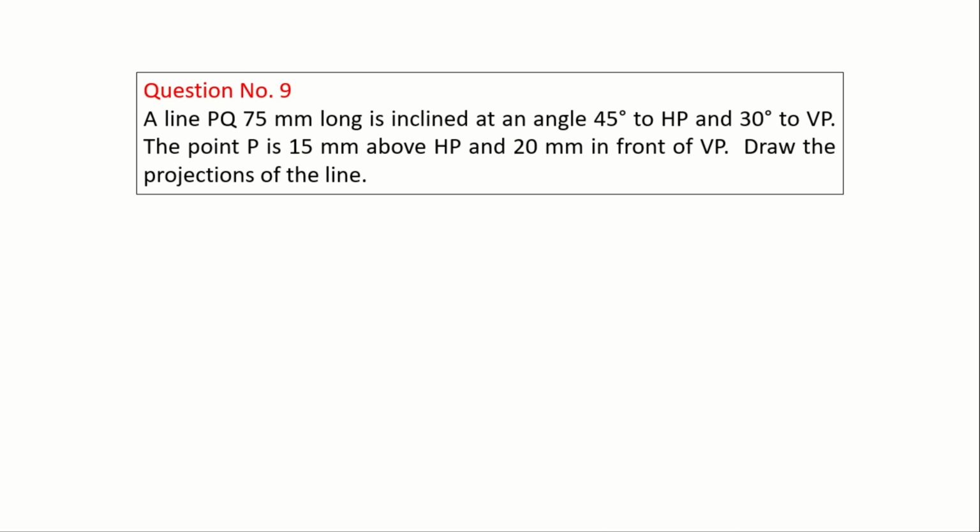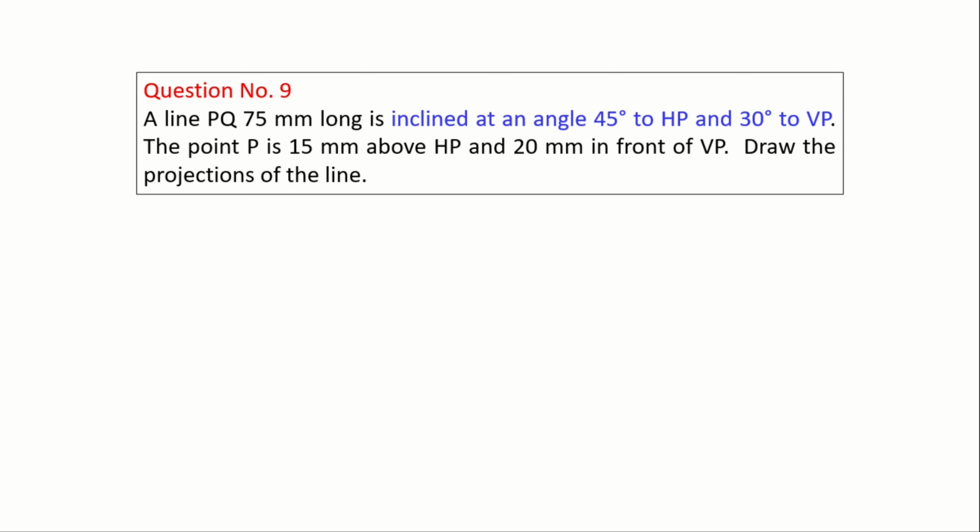The question given is: a line PQ 75 mm long is inclined at an angle of 45 degrees to HP and 30 degrees to VP. The point P is 15 mm above HP and 20 mm in front of VP. Draw the projections of the line.